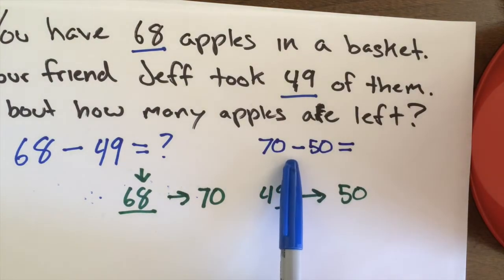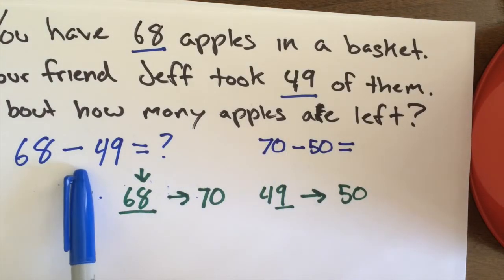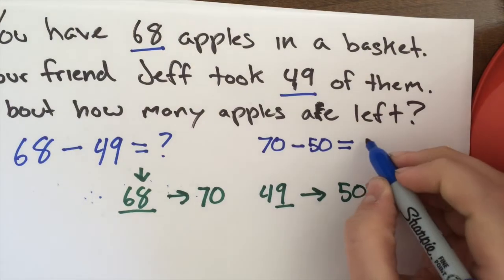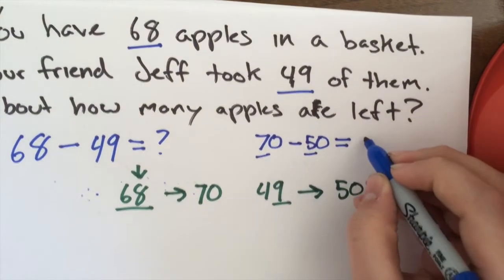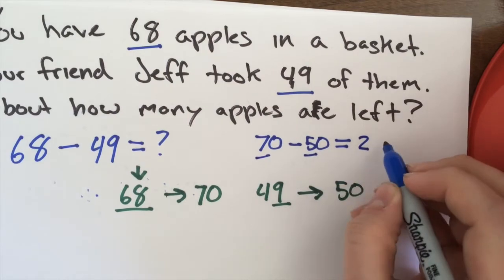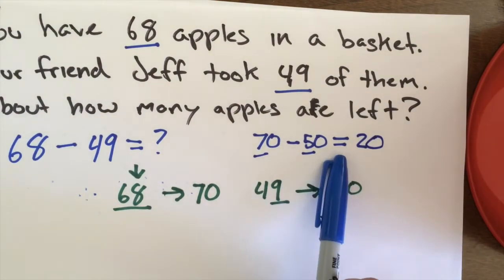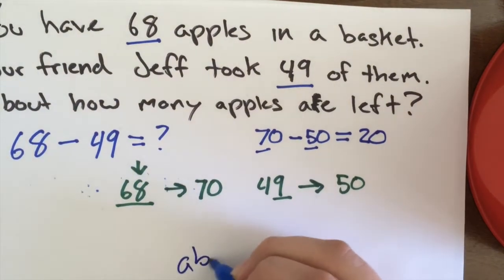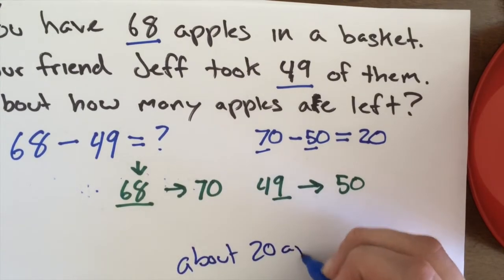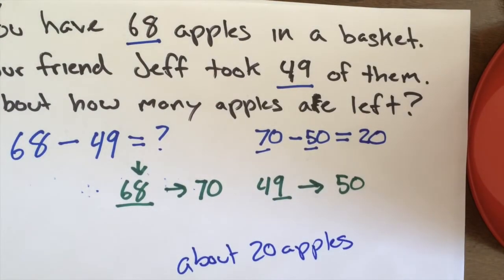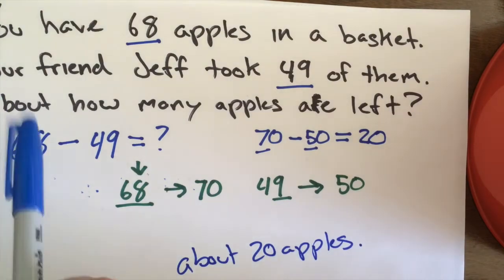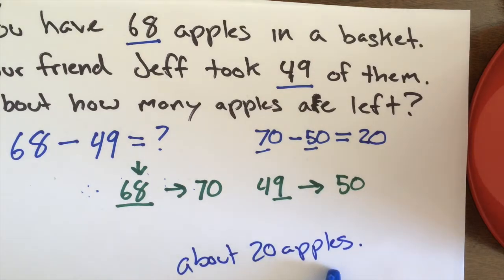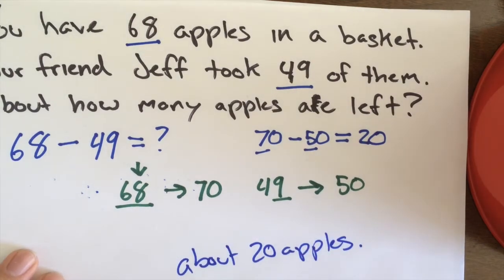Again, this is a lot easier to solve than this problem. So 70 minus 50 equals what? Well, 7 minus 5 equals 2, and then they have 1 0 in common. So 70 minus 50 equals 20. So, about how many apples are left? About 20 apples. The question isn't asking us to solve the exact number of apples, but just about how many apples are left, which is 20 apples. Let's do one more problem.